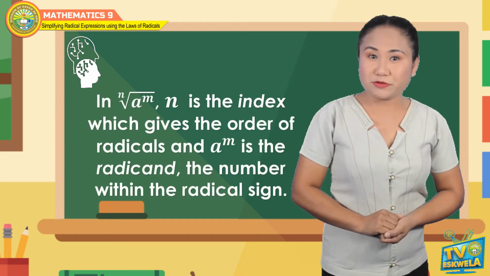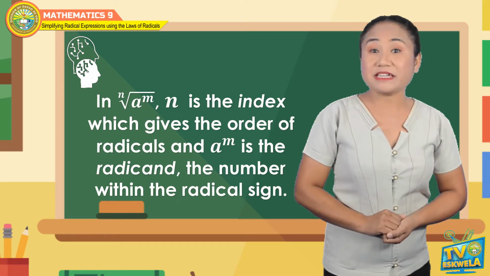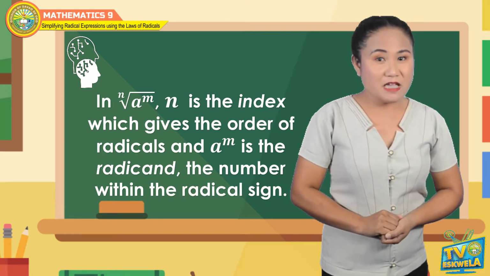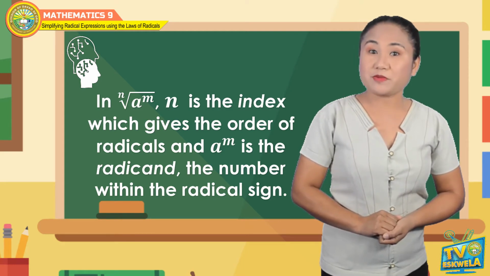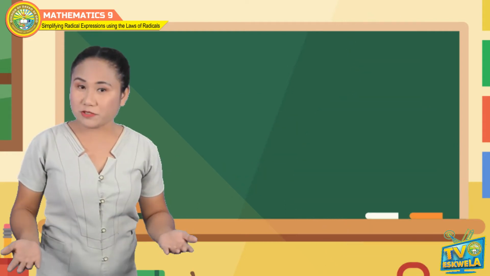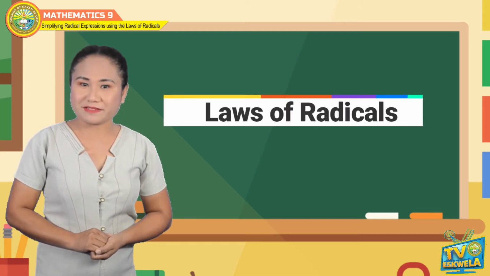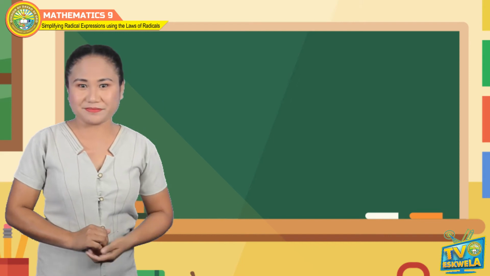In nth root of a raised to the power of m, n is the index which gives the order of radicals, and a raised to the power of m is the radicand, the number within the radical sign. Also, let us recall what are the laws of radicals. The laws of radicals are the following.